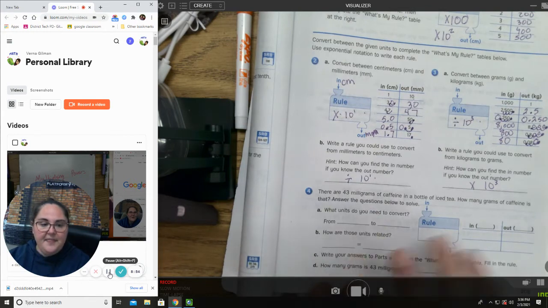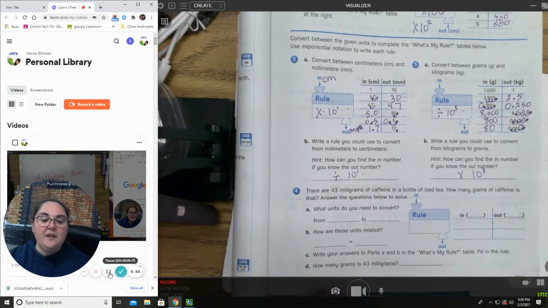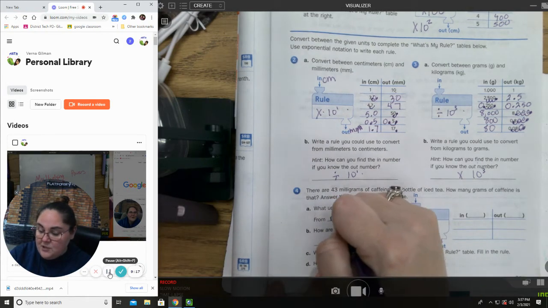All right. Number 4, there are 43 milligrams of caffeine in a bottle of iced tea. How many grams of caffeine is that? So 43 milligrams, how many grams is that? So answer the questions below to solve. So what am I converting to? Well, it starts out as milligrams, so mg.